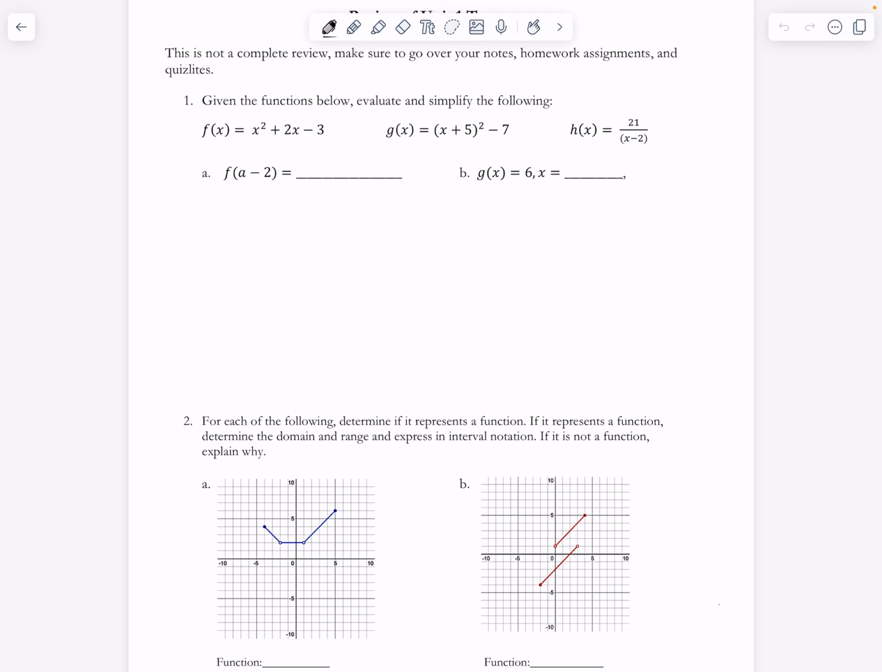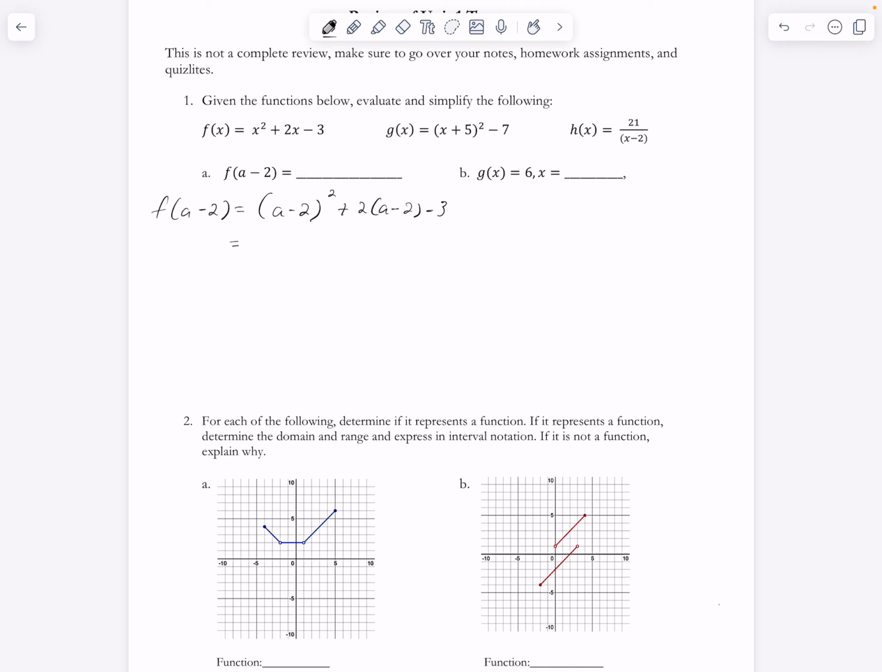Okay, so given these functions below, we want to evaluate and simplify depending on what they're asking us to do. The first one says to do f of a minus 2, which means I'm going to put a minus 2 where it says x. All right, now when I do this, this is where we're going to have a binomial squared.